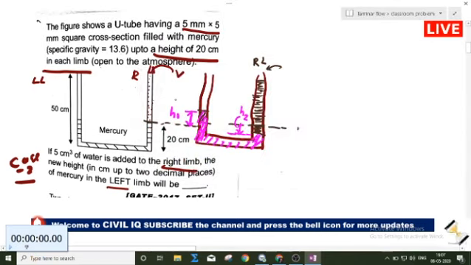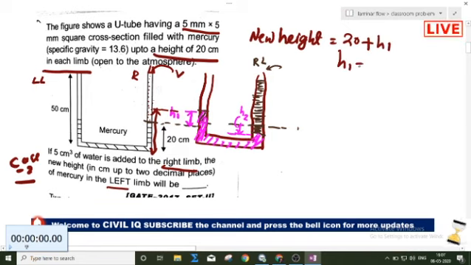So we have to measure this new height. What is this new height? This new height will be 20 plus this h1. So this is the new height, and what we have to find out is this h1.